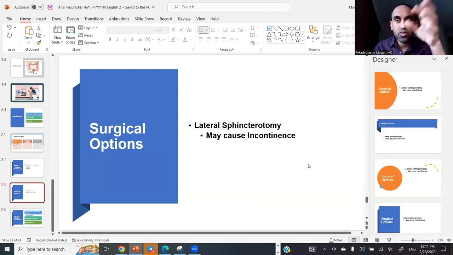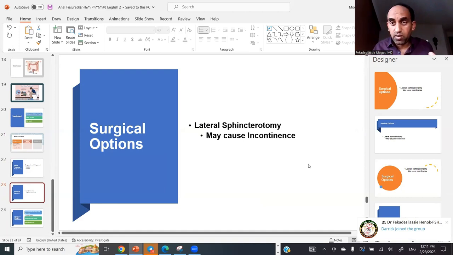Surgical options: if all these measures fail, whatever you have applied, lifestyle modification, dietary modification, everything fails, then the last resort would be lateral sphincterotomy.